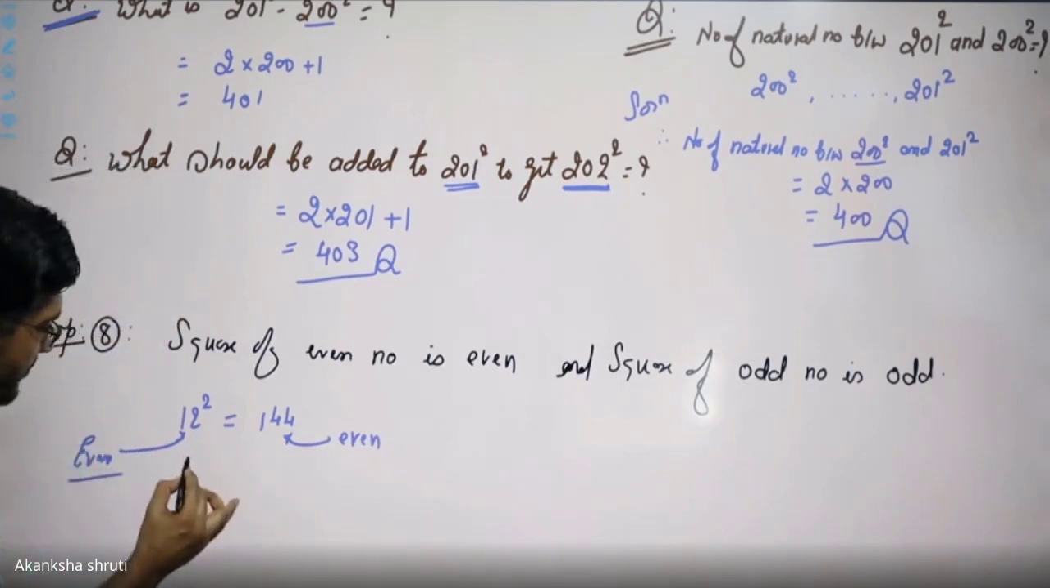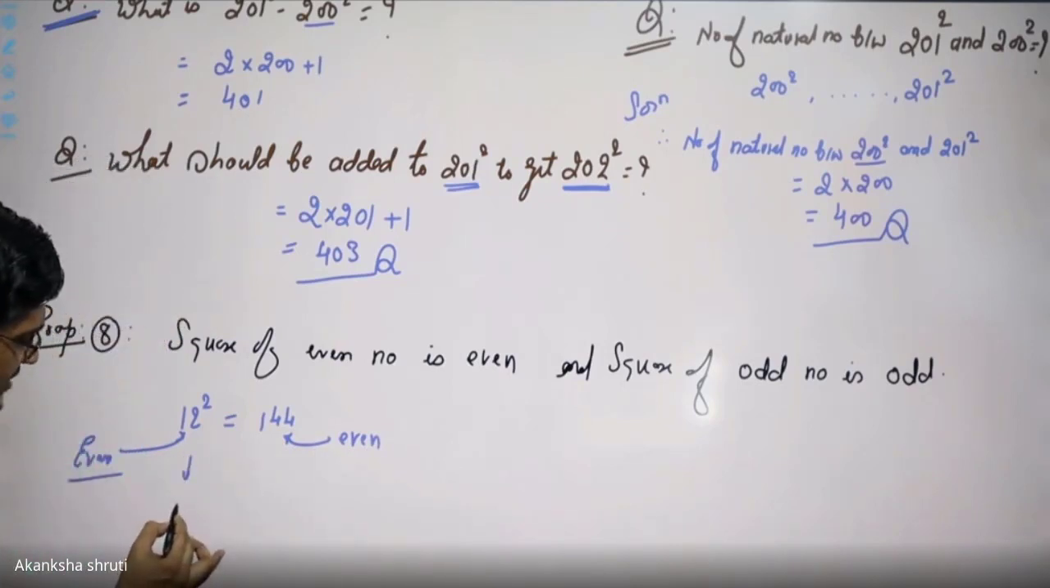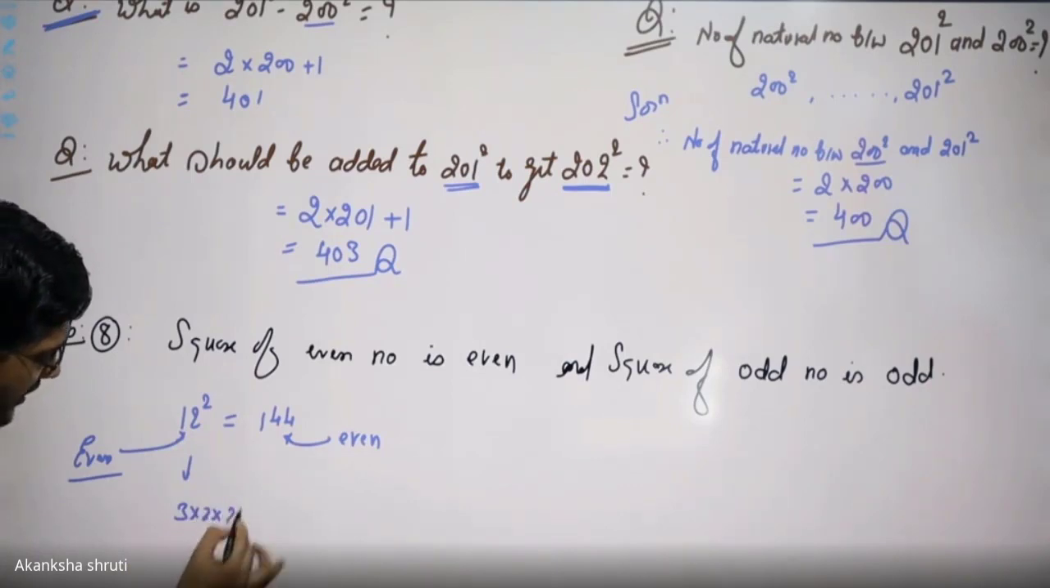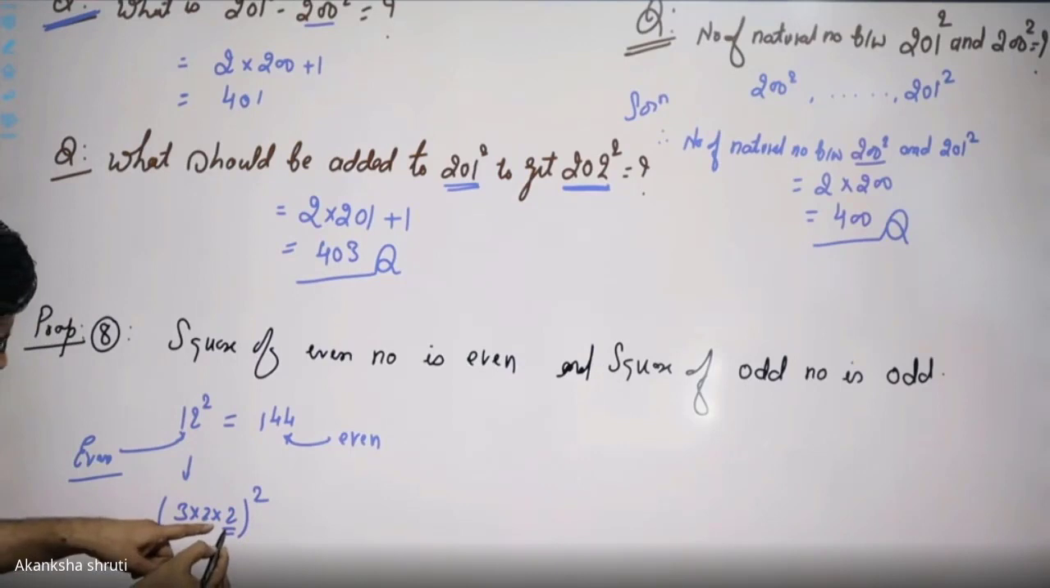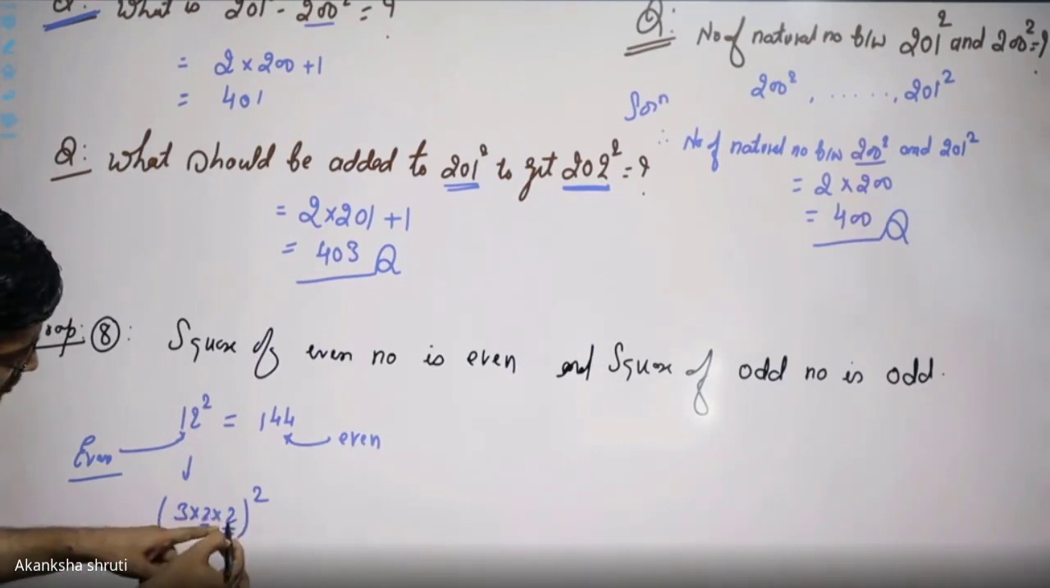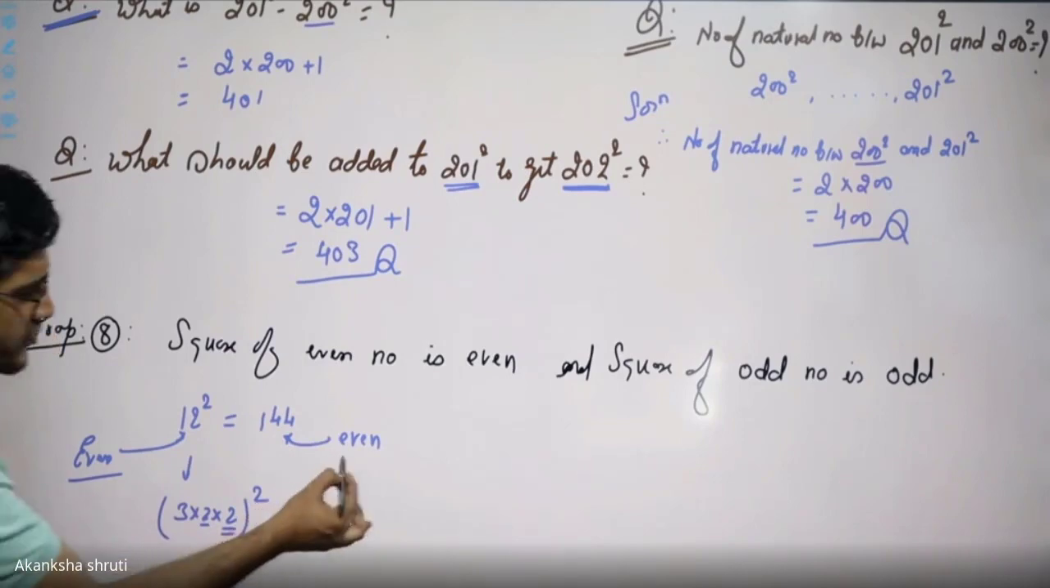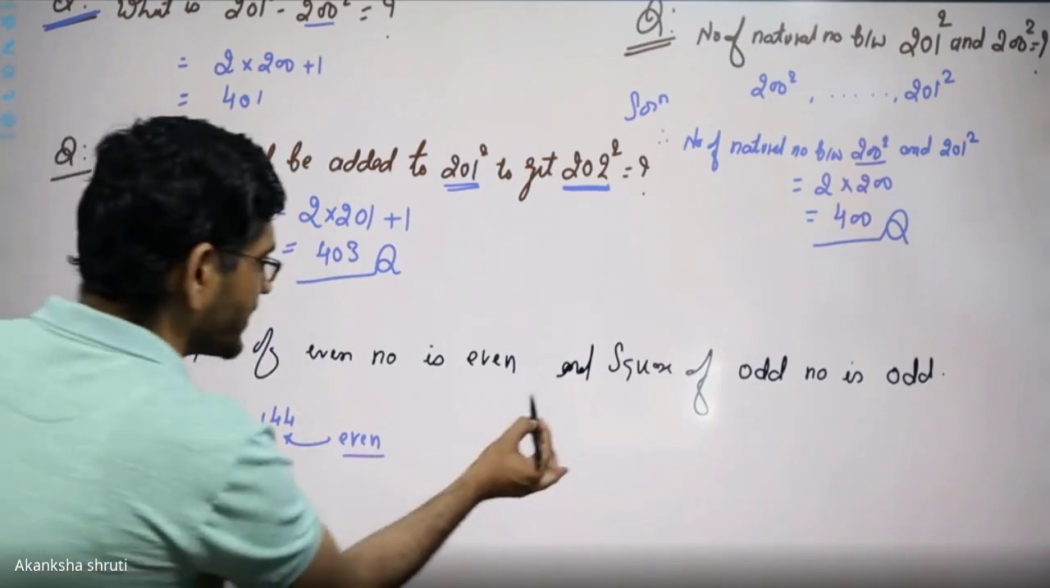Why so? Because 12 is the product of 3 into 2 into 2, their square. Already this is even, meaning the 2 is existing, or this is also the 2. So on squaring, the 2 is again multiplied by 2. So surely the product will be even.